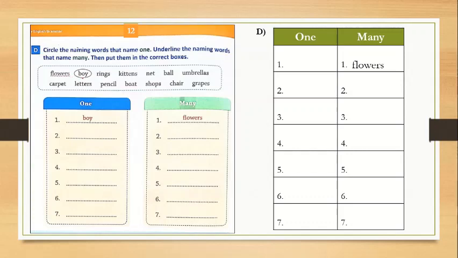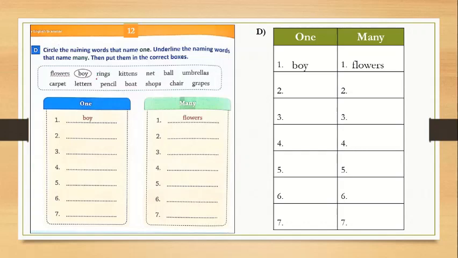The next word is boy. Boy is a naming word for one. So we circle it and then we put it below one. Similarly, we have to do with the rest of the naming words.